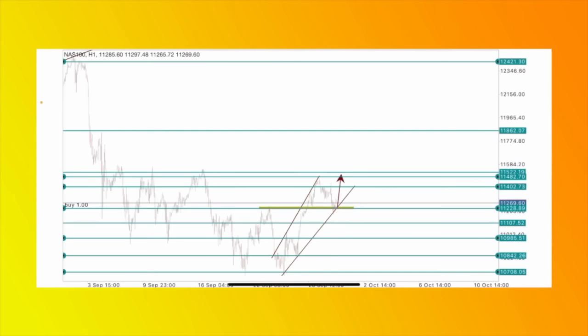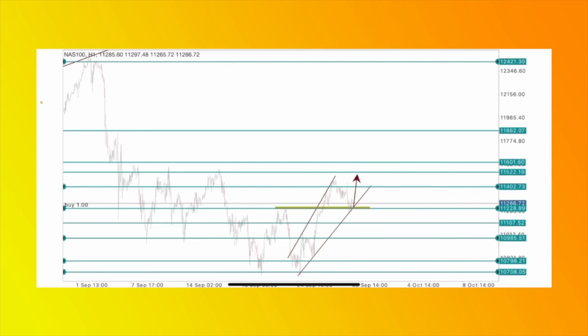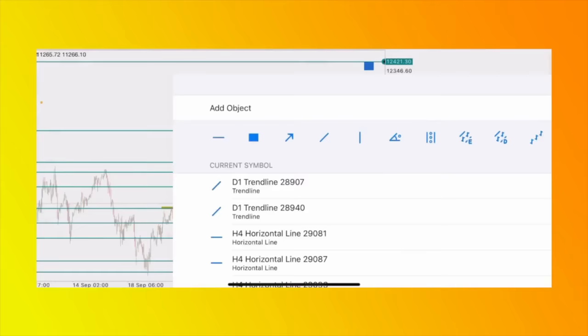So guys, there you have it. I'm looking for overall buying opportunities on Nasdaq. However, after we hit the last part, which is probably 11,601.60, that's where I'll be looking for selling opportunities, because you can see there is a strong resistance level up there at the top.